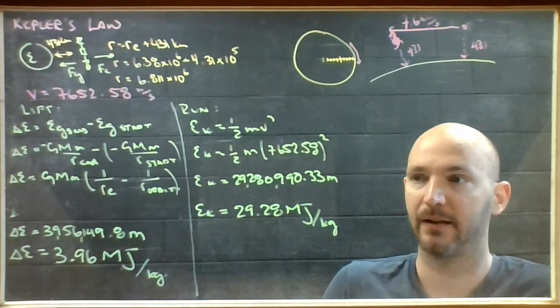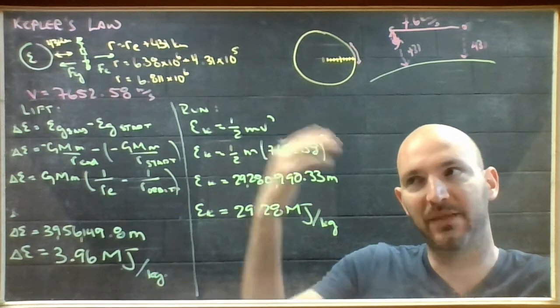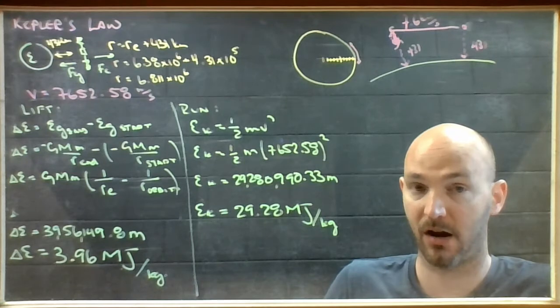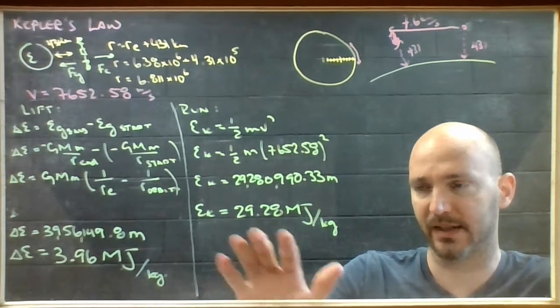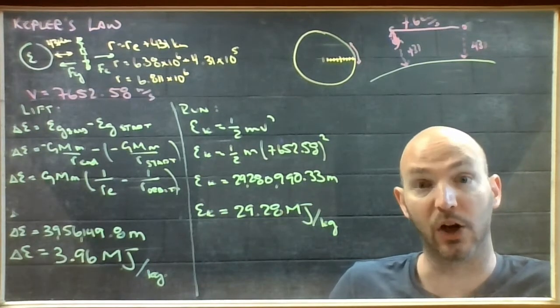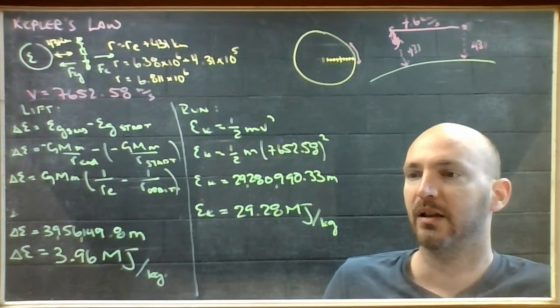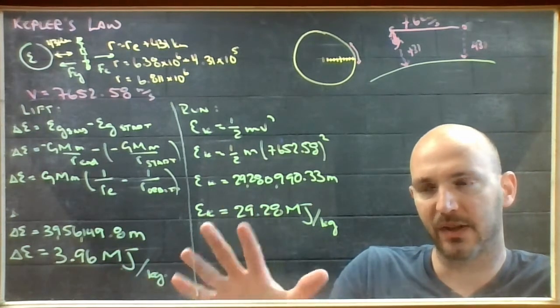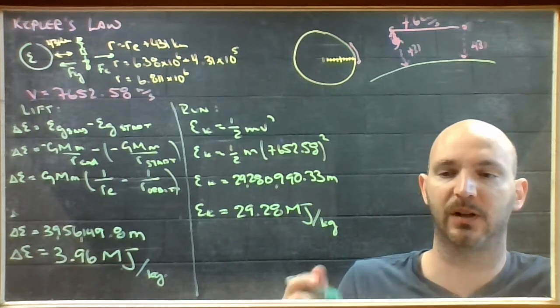Well, if you compare it to this, right, lifting something up in the air that high is hard, but it's only, what is this, almost 4, and this is almost 30. So it's 7.5 times more energy to get the thing going than it is to get it up there in the first place.